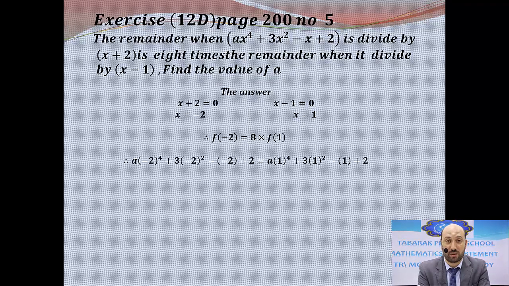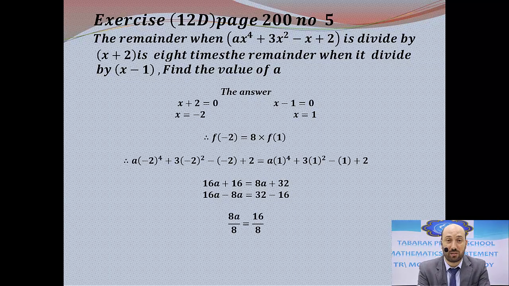So when we substitute, it will be a times the negative 2 power 4 plus 3 times the negative 2 power 2 minus negative 2 plus 2 equals 8 times a times 1 power 4 plus 3 times 1 power 2 minus 1 plus 2. When we simplify it, we have 16a plus 16 equals 8a plus 32. So 16a minus 8a, when we collect the like terms, equals 32 minus 16, so 8a equals 16. Divide by 8, so now a equals 2.